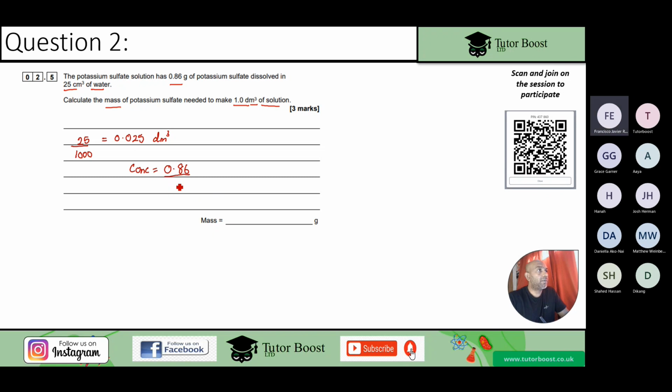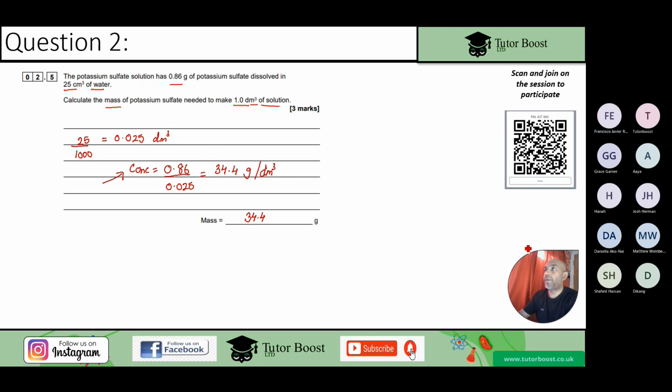0.86 grams. Right? If you divide that by the volume 0.025, that should give you 34.4 grams per dm³. Now, although I'm saying I'm calculating the concentration, I'm calculating it for 1 decimeter cube. So the question is asking calculate the mass of potassium sulfate needed to make 1 decimeter cube. So the answer is still 34.4. Well done. Most of you did get it right.